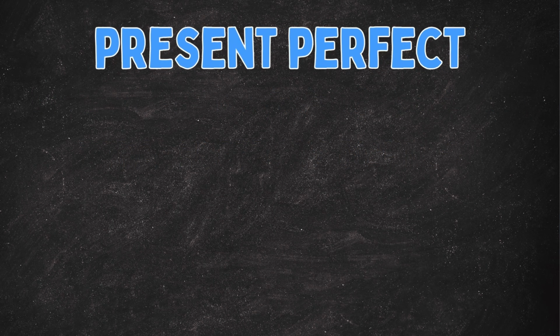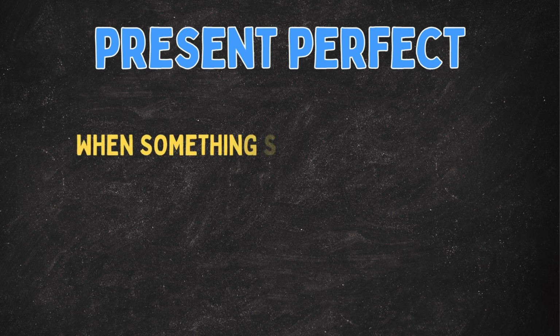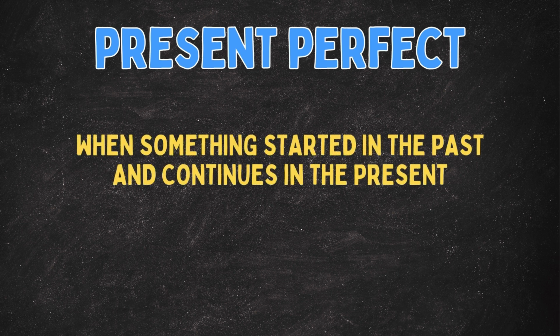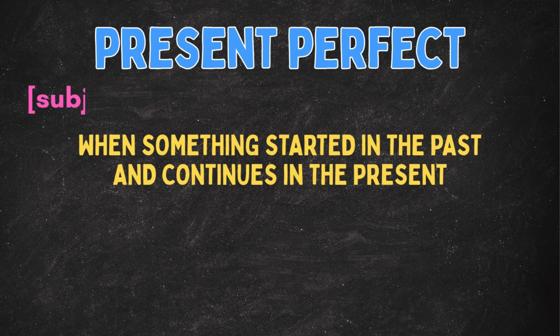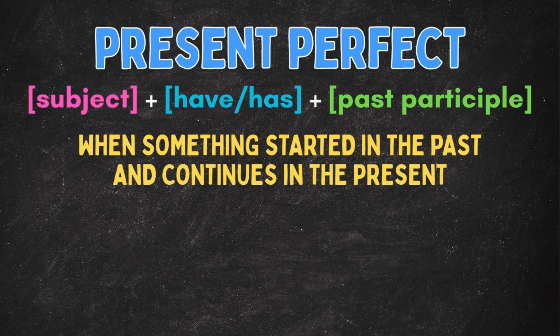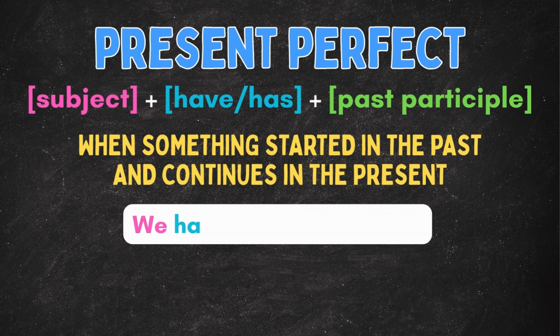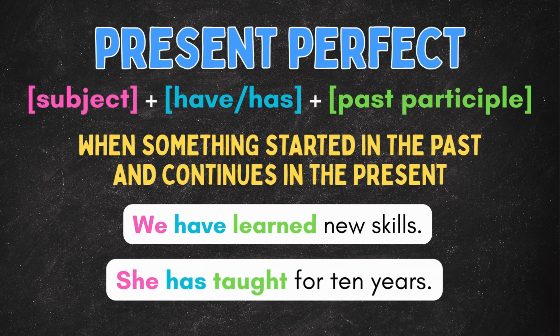Present perfect. We use the present perfect when something started in the past and continues in the present. The sentence structure consists of subject plus have or has plus past participle. For example, we have learned new skills. She has taught for 10 years.